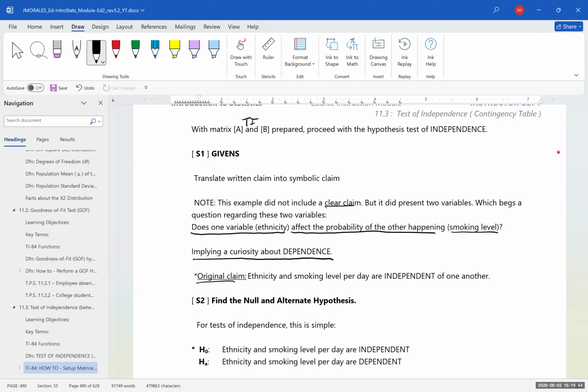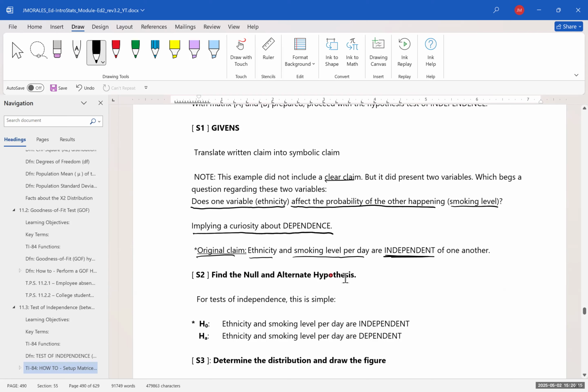So our original claim here is that ethnicity and smoking level per day are independent of one another. That means that you can't correlate a person's ethnicity with maybe their smoking level, right? There's no correlation there. Okay, so that's our original claim, and it'll always be that way.